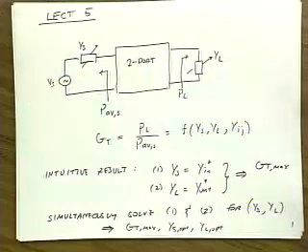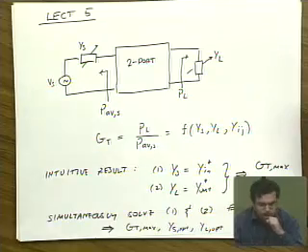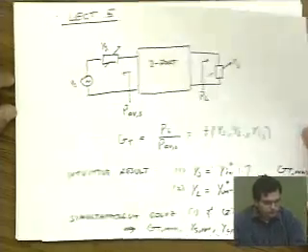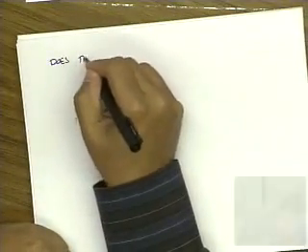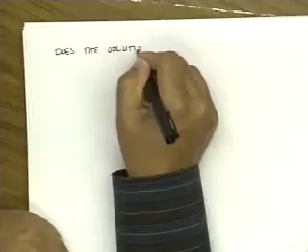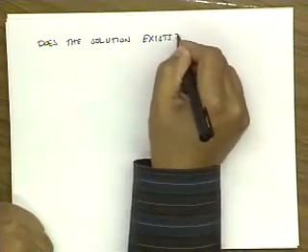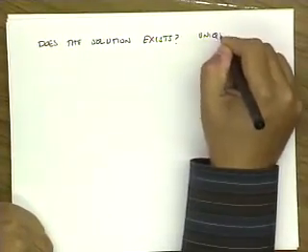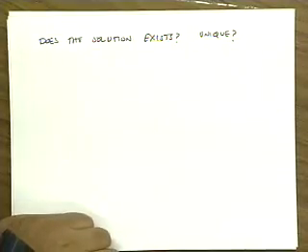Intuitively, we can say, yeah, it seems like the solution should exist. But can anyone think of conditions where there might not actually be a solution? So let me pose that question. Does the solution exist? Is it unique?